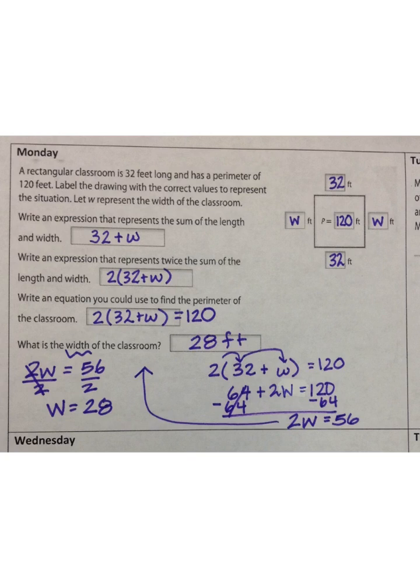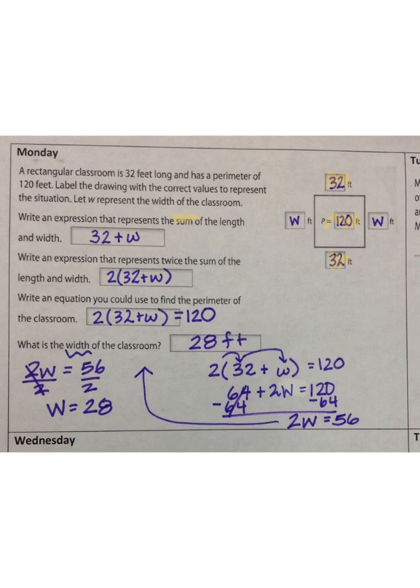Okay, so over on the side, I started by filling in information I knew. So the perimeter is 120 feet, and then it says that it's 32 feet long. So if this is 32, this is 32. We don't know what the width is, so that's why I used W. So to write an expression that represents the sum of the length and the width, you would put 32 plus W. To write an expression that represents twice the sum of the length and the width, we could use 32 plus W as well, and then we just put it in parentheses and multiply by 2.